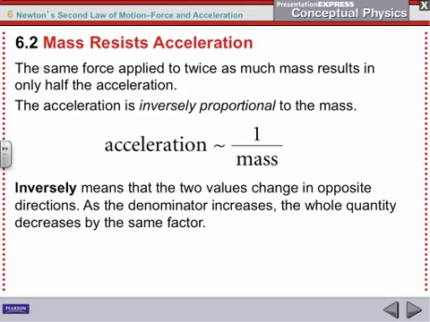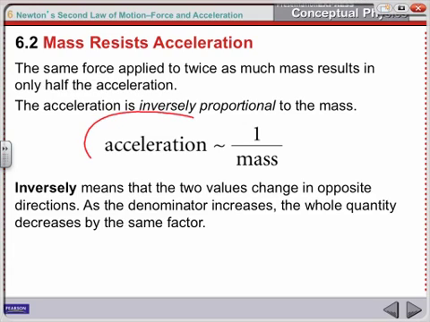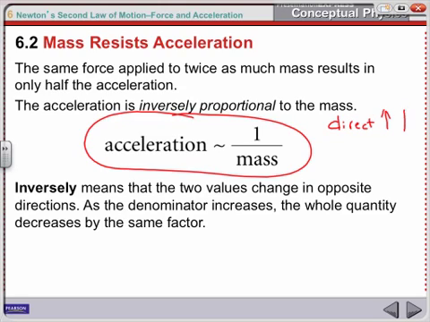Last section we talked about how acceleration was directly proportional to force. Now we're going to talk about how acceleration is inversely proportional to the mass. Now, remember, when we're saying directly proportional, as one goes up, the other one goes up. If we're inversely proportional, as one goes up, the other goes down. They are opposite of each other. So you can see if you increase the mass, you're taking 1 divided by that, and this number is getting bigger, obviously the acceleration is going to get smaller, and vice versa.